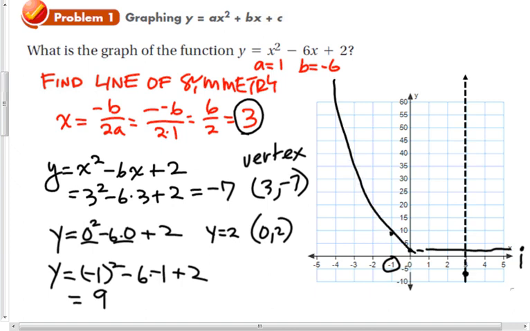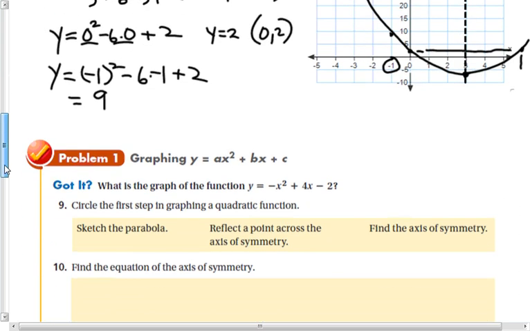But I think that's enough information. I'm just going to run my line through those dots, and my graph will look something like that. Go ahead, you try that.